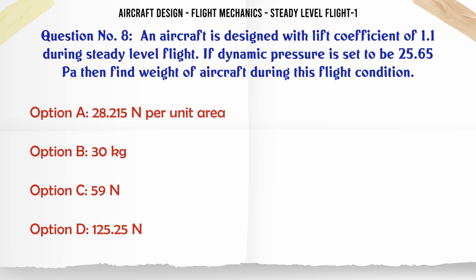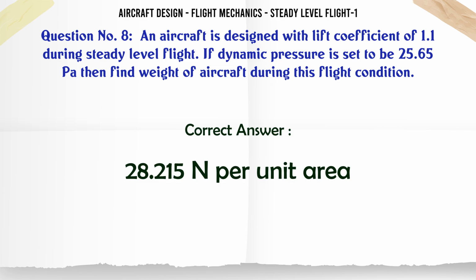An aircraft is designed with lift coefficient of 1.1 during steady level flight. If dynamic pressure is set to be 25.65 Pa, then find weight of aircraft during this flight condition. A: 28.215 N per unit area, B: 30 kilograms, C: 59 N, D: 125.25 N. The correct answer is 28.215 N per unit area.